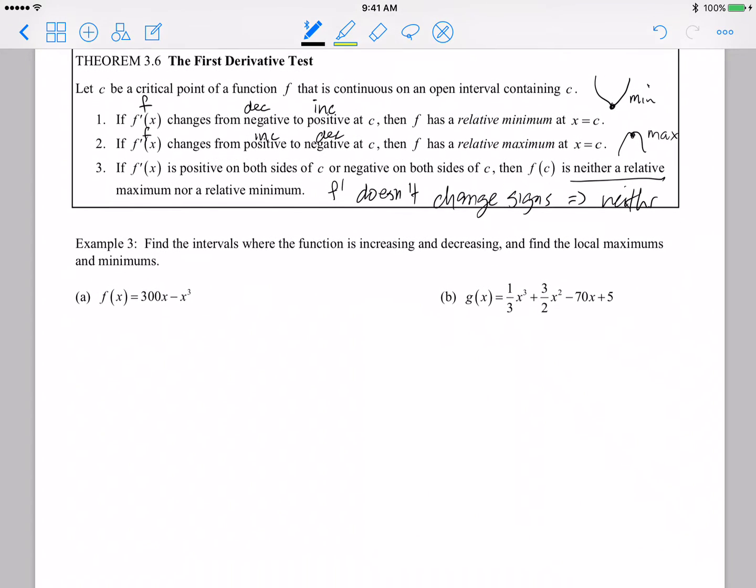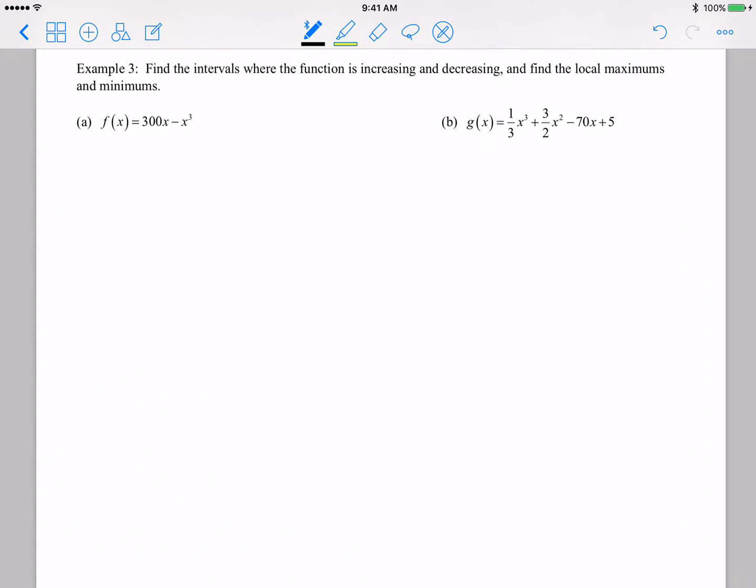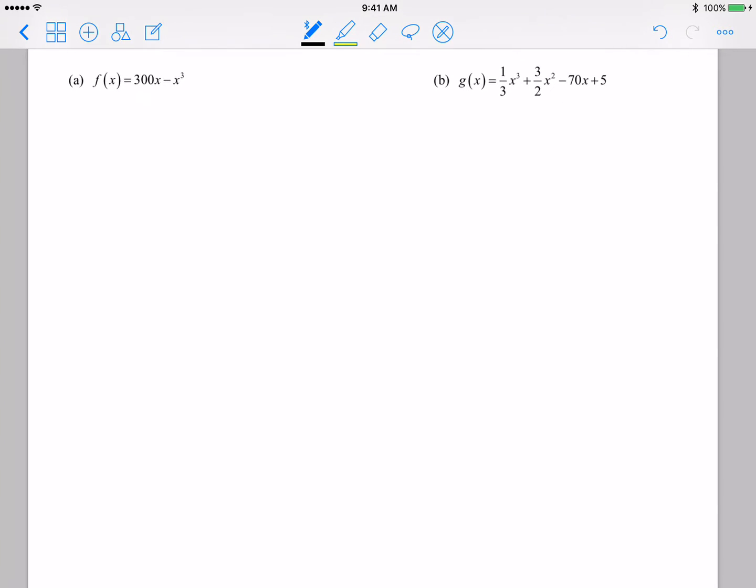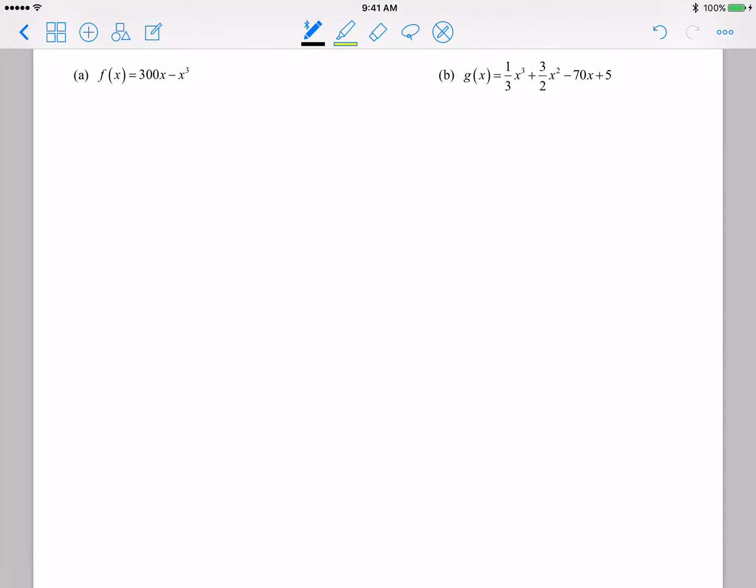Okay, so example 3, we want to find the intervals where f is increasing and decreasing, and then also find the local maximums and minimums. So letter A here, we have f of x is equal to 300x minus x cubed. So the first thing we need to do is find our critical points. That will come from taking the derivative and looking to see where is it undefined or where is it equal to 0. So the derivative of this function is going to be 300 minus 3x squared.